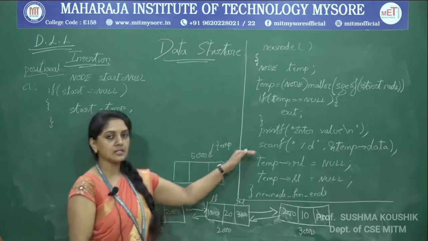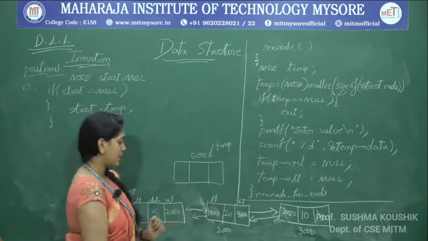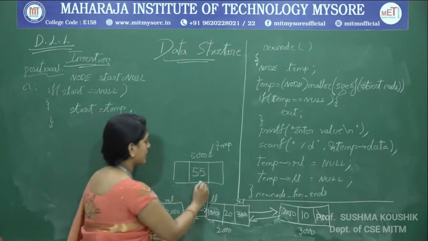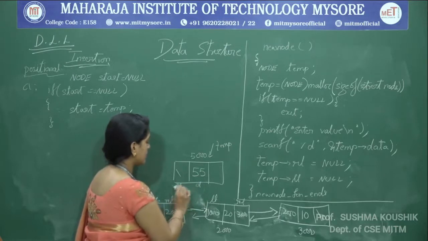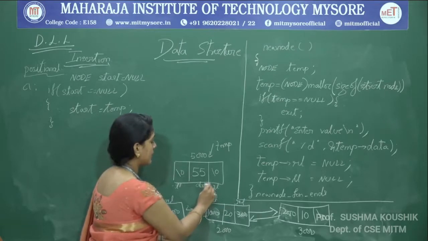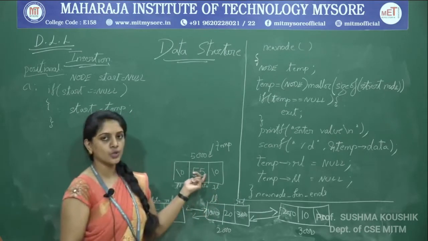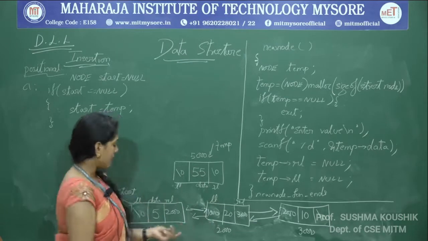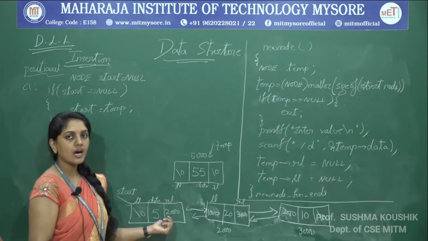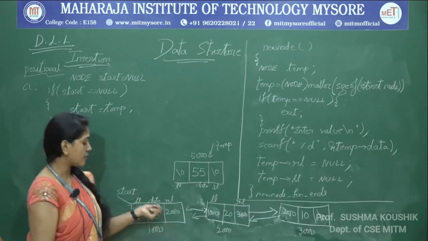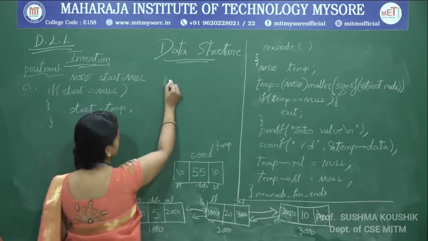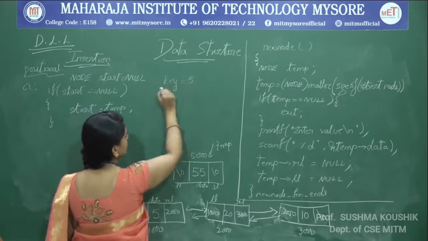Temp is not null, so enter a value. It is demanding a value, and if we enter the data field as 55, LL comes with null, and RL also comes with null. Now I have to insert this new node in a particular position. I will say insert this particular node after the element 5. How do I do that? Now I know that I would have read 5 as data, so I will also read the key value. Read the key value, we are assuming it is 5.